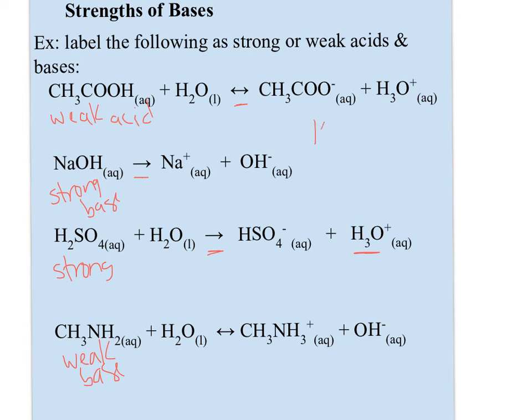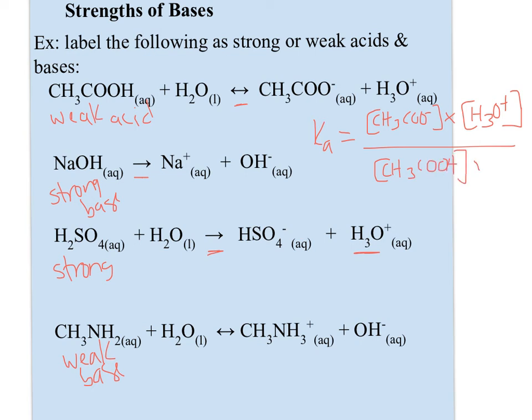So for the first one, it would be a Ka value, and I would take the concentration of my products, so CH3COO minus times the concentration of H3O plus, and I divide that by the concentration of CH3COOH times the concentration of water. Water technically will always be a concentration of 1 because we just use its density. So you don't even have to include the water in there if you don't want to.